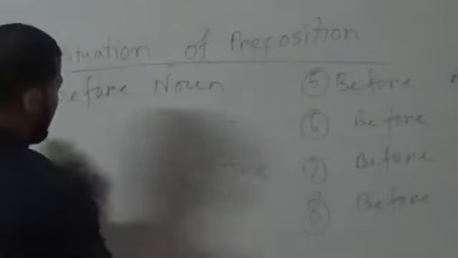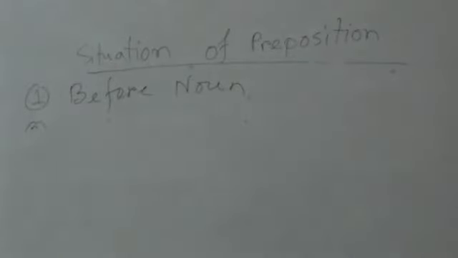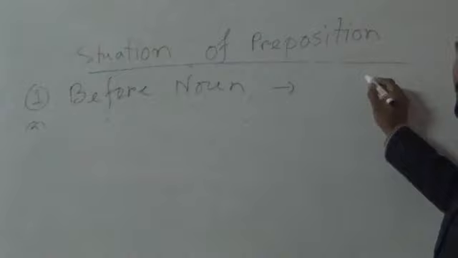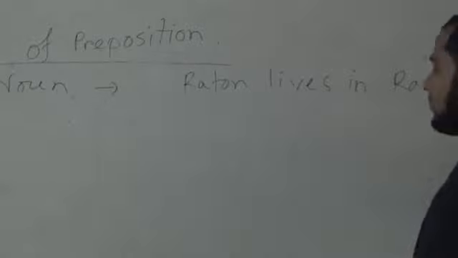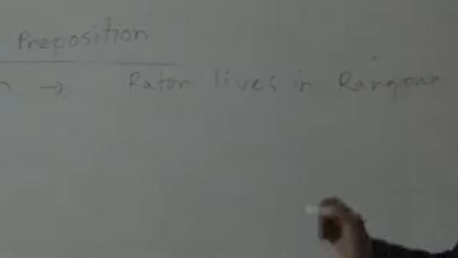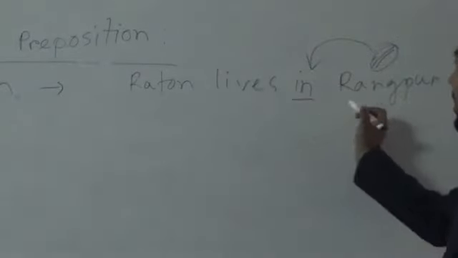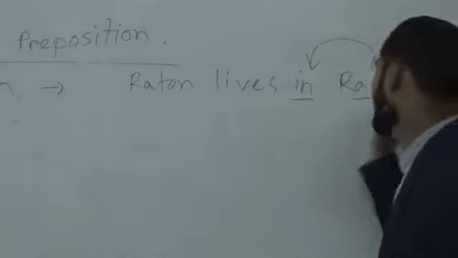Let us learn about before noun. How a preposition sits before a noun. Look, such as, Raton lives in Rampur. Raton lives in Rampur. In is a preposition. It is before Rampur. Rampur is a noun. So this is before a noun. Where does Raton live? Raton lives in Rampur.